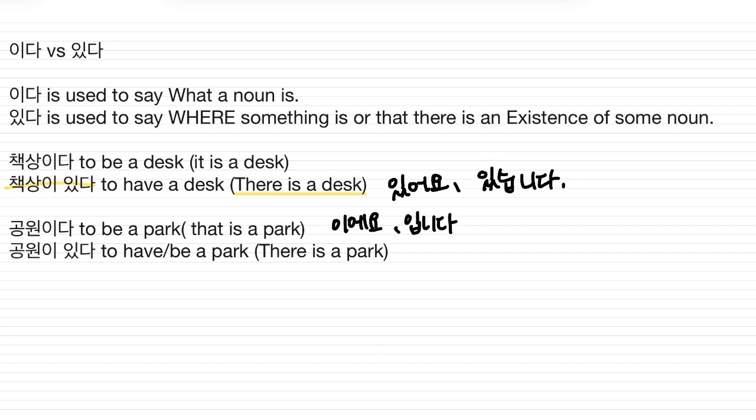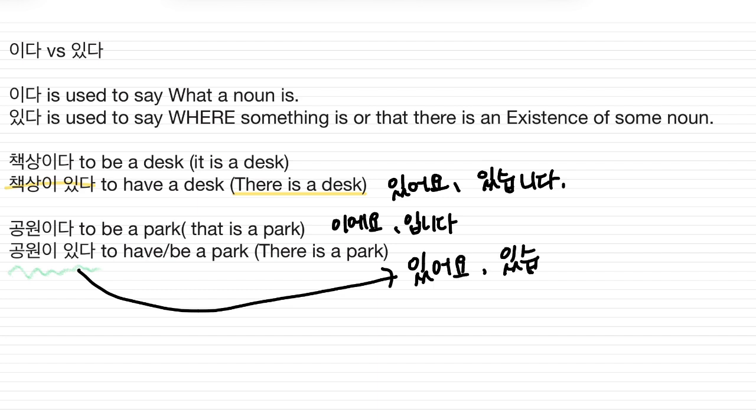And to say to have a park, like to be a park, you can say 공원이 있다. It's like there is a park. Right? 공원이 있다. So 있다 is conjugated. 있어요. And 있습니다.